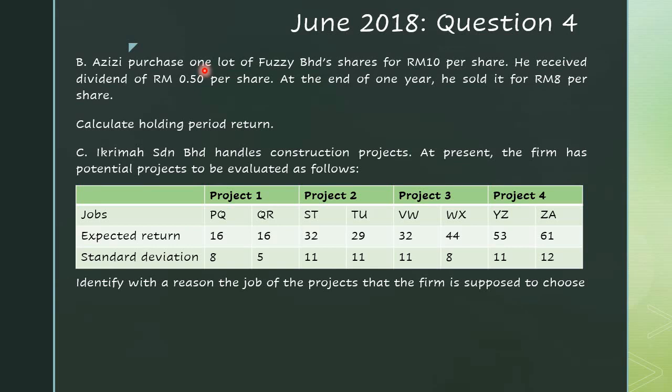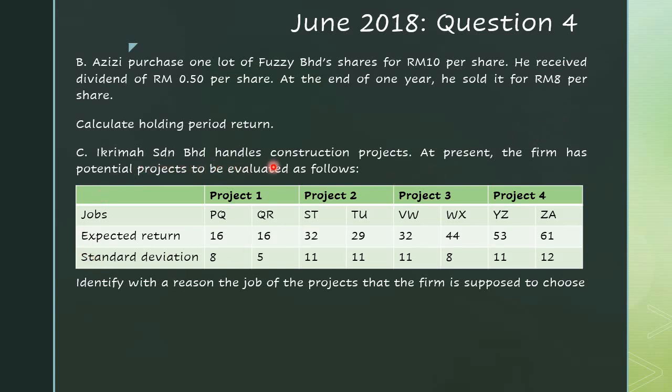Okay, but he sold it after the end of 1 year for 8 ringgit, which means he's making a loss because previously he purchased the share at 10 ringgit per share. So he makes a capital loss of 2 ringgit per share. Times 100, you have a capital loss of 200 ringgit. And then you divide by the initial investment, which is 10 ringgit. We're going to see it after this.